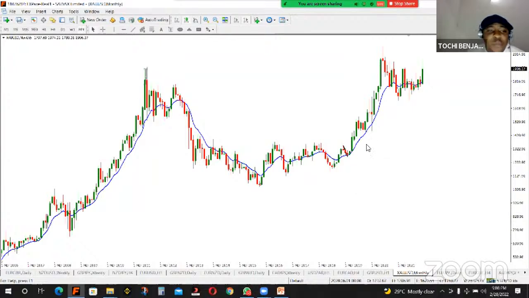Now, where will you take as your stop loss? For example, if I had entered this market here for a buy, let's say this buy here, my stop loss would have been somewhere here. I'll take the next low as my stop loss.